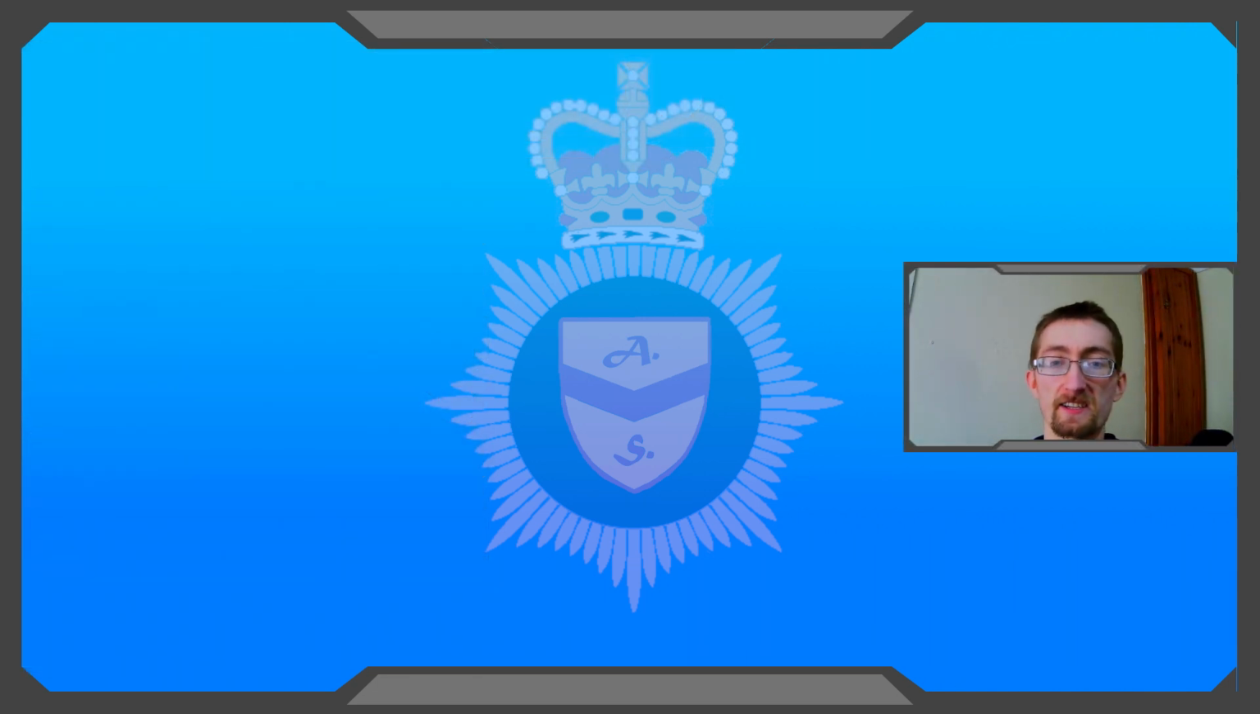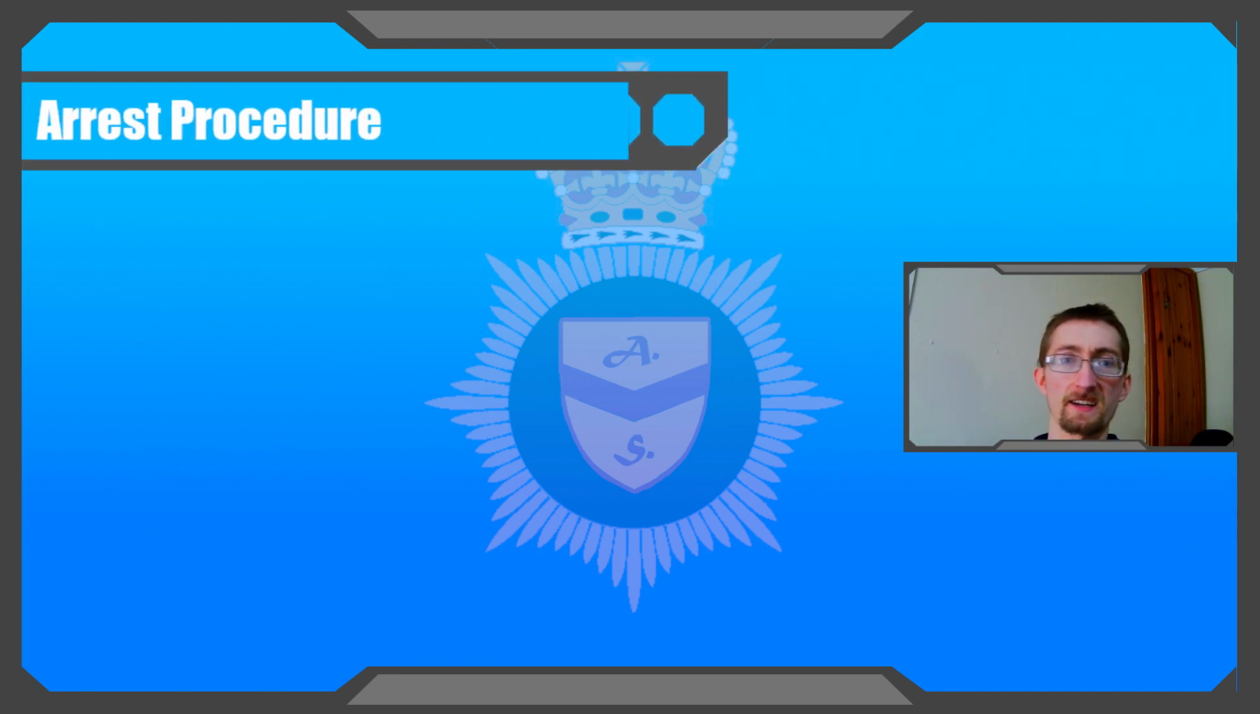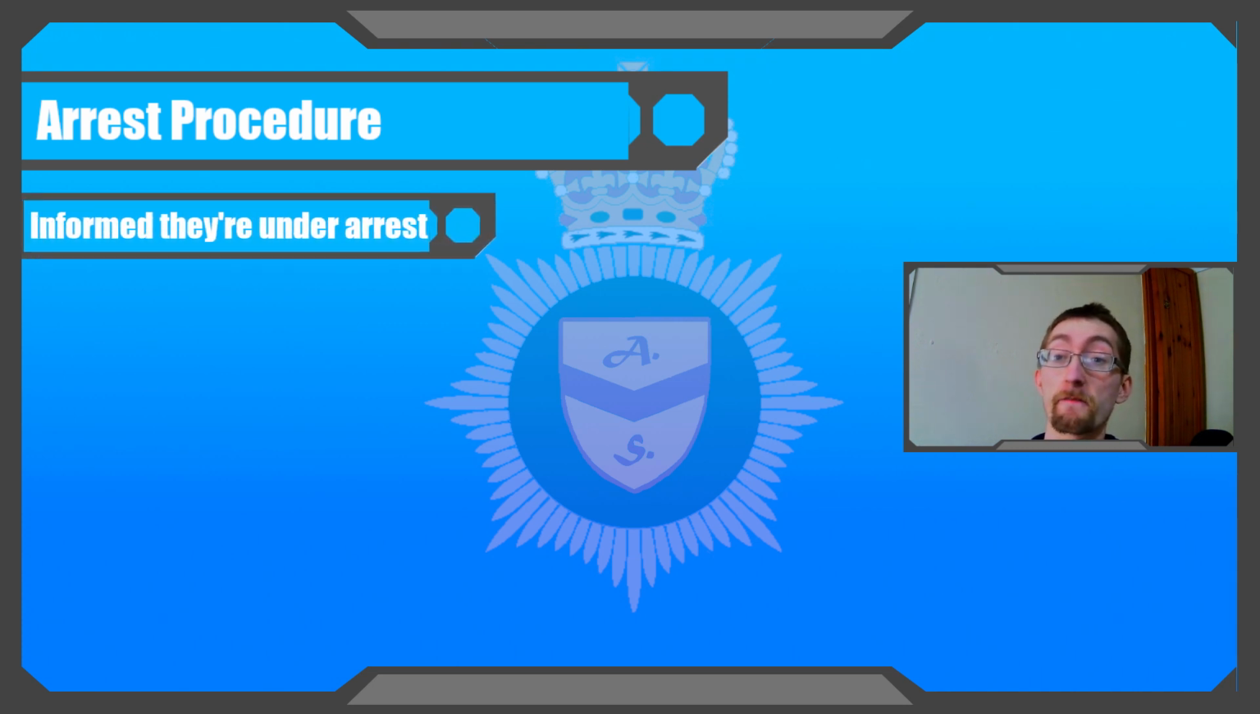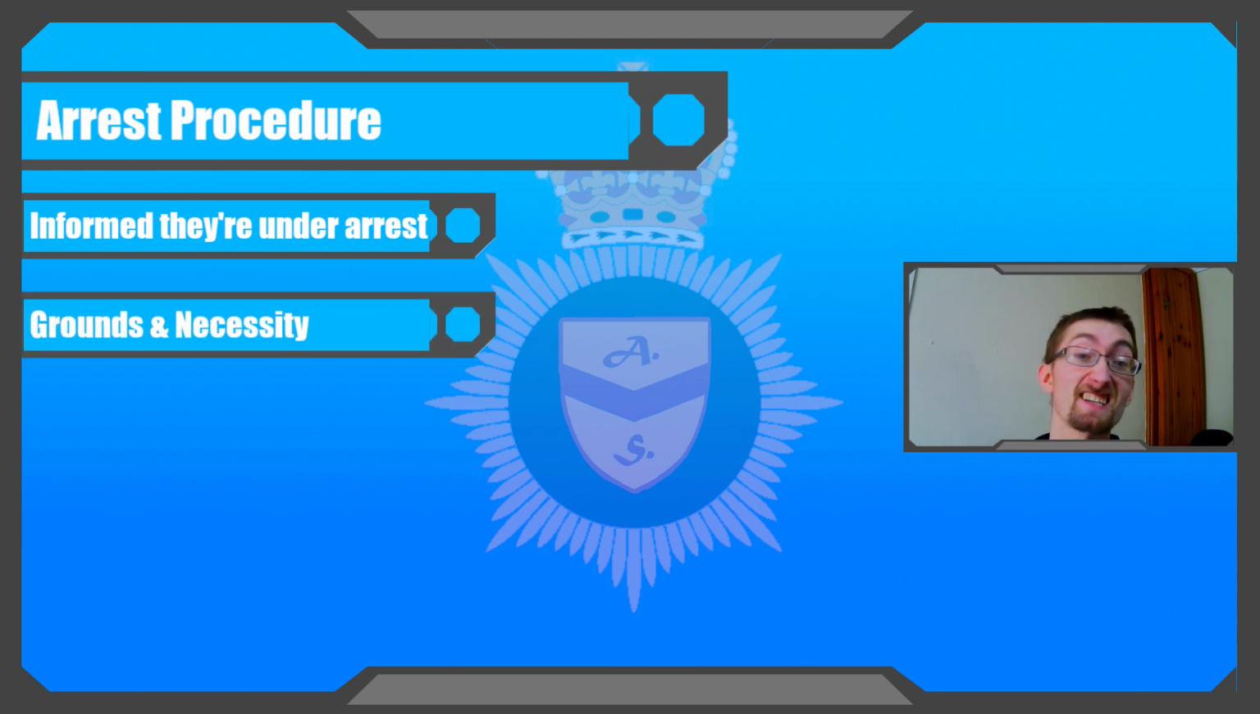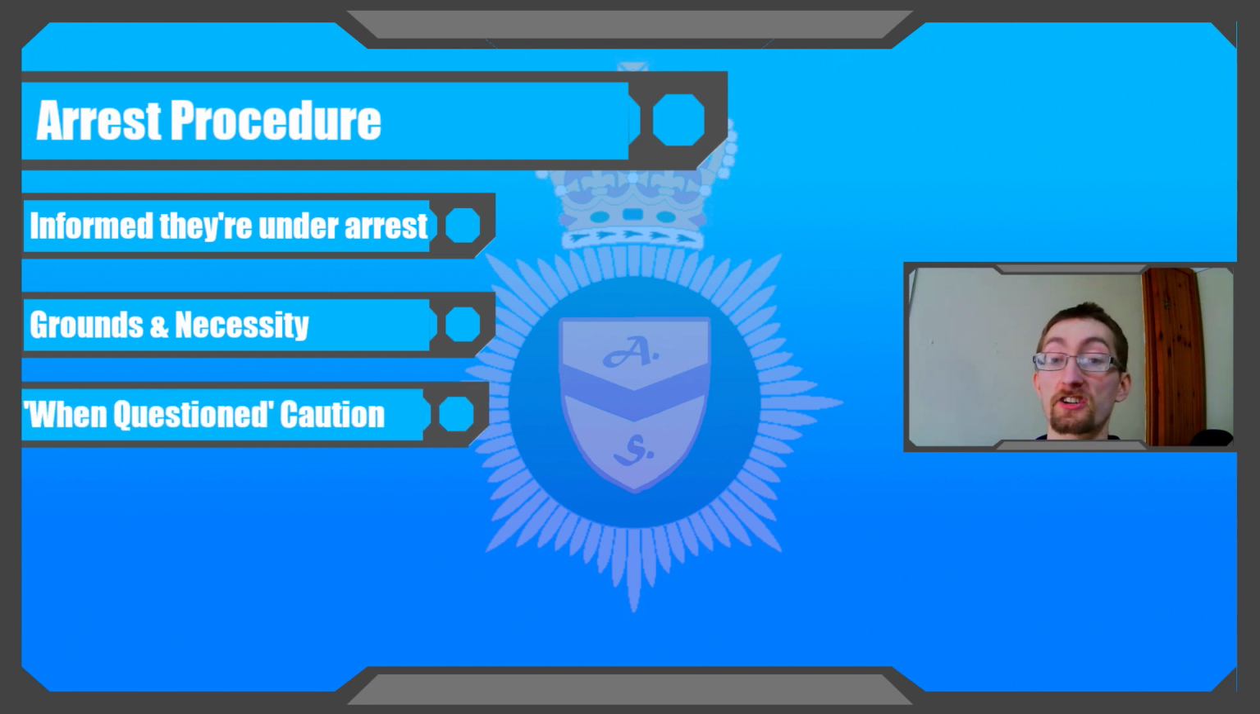So an officer's now decided they've got grounds and necessity to arrest someone. What do they need to do next? Well, first thing they need to do, even if it's obvious, is inform the suspect that they are under arrest. They need to inform the suspect of the grounds and necessity for the arrest, and then give them the when questioned caution. Now, if you're wondering what this is or what it means, I've made another video about the caution, and that can be found in the description below.